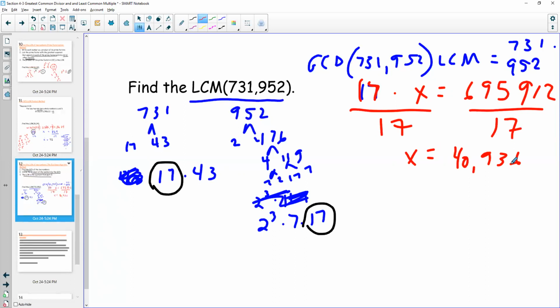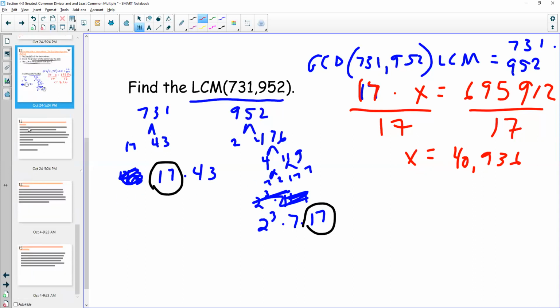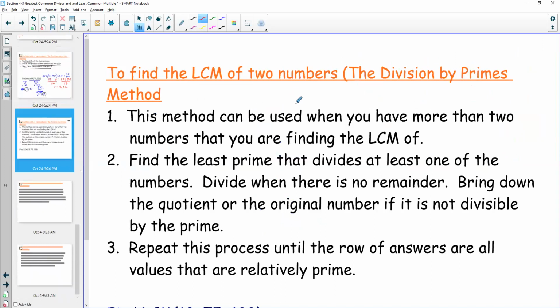Now, this is a method you use when you have really big numbers and you can't figure it out off the top of your head, right? It's a perfectly reasonable least common multiple. It just means those two don't have a lot in common, right? All right, a couple last things. Oh, sorry, one more method.